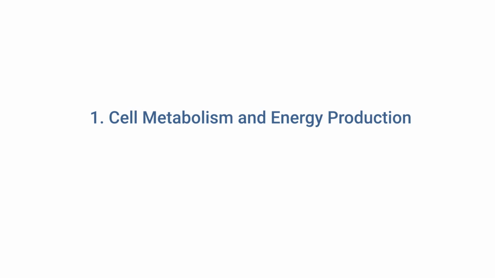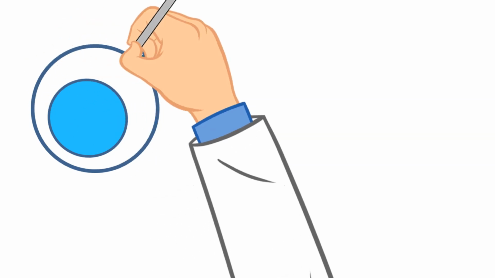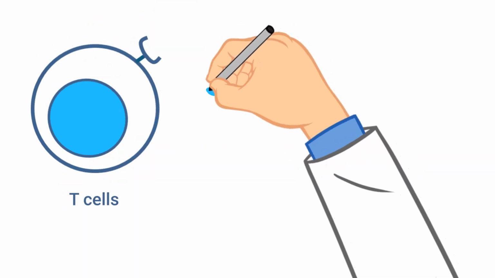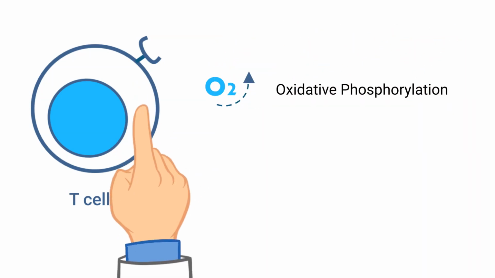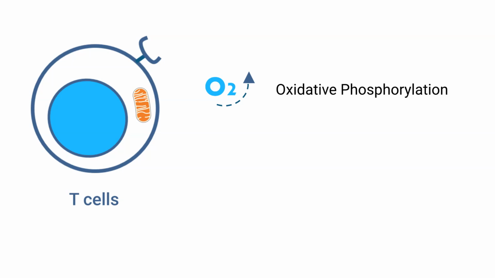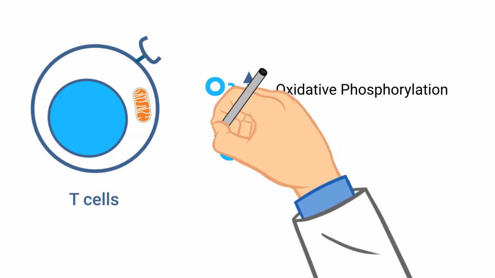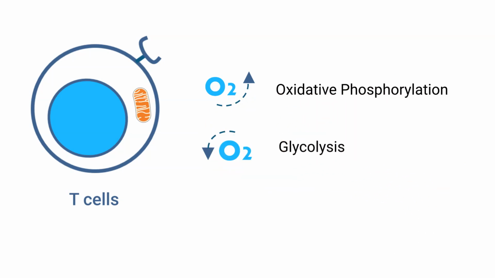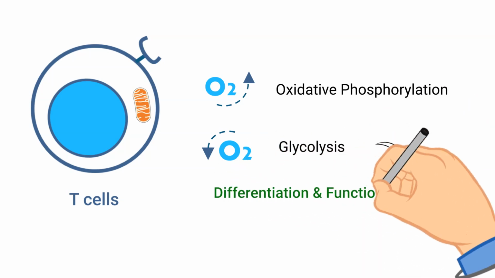Oxygen is a key regulator of cellular metabolism, particularly in immune cells like T cells, which are central to adoptive cell therapies. T cells rely on oxidative phosphorylation in the mitochondria for energy production in oxygen-rich environments. However, under low oxygen, hypoxic, conditions, such as those found in tumor microenvironments, T cells switch to glycolysis, a less efficient but faster energy-producing pathway. This metabolic shift can influence T cell differentiation and function.